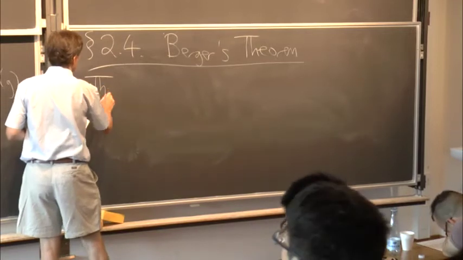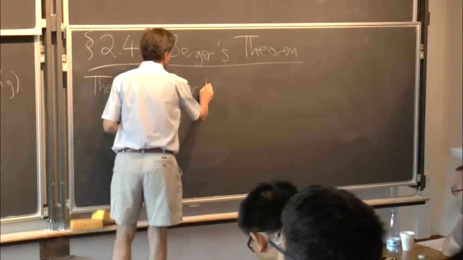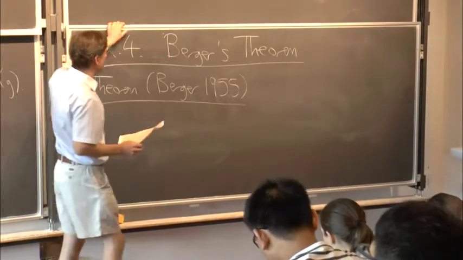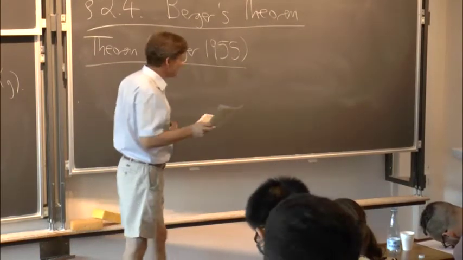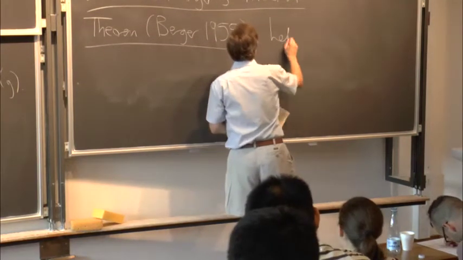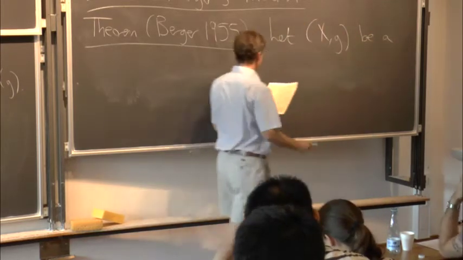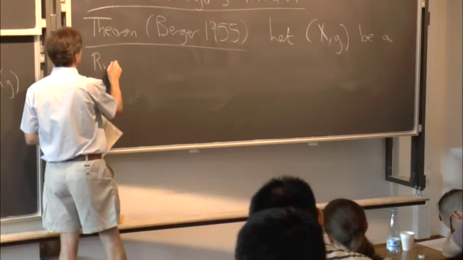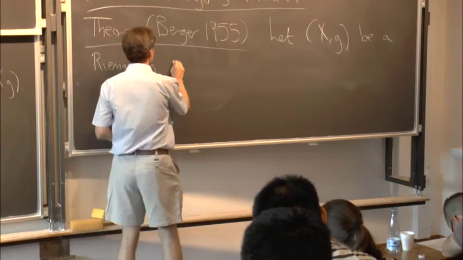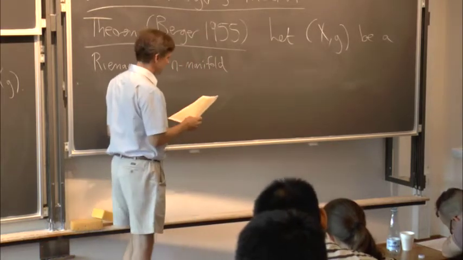So this was proved by Marcel Berger in 1955 as his PhD thesis, and I expect all of you guys doing PhDs will do something equally important. So let (X, G) be a Riemannian manifold, of dimension n, a Riemannian n-manifold, where n is a natural number.